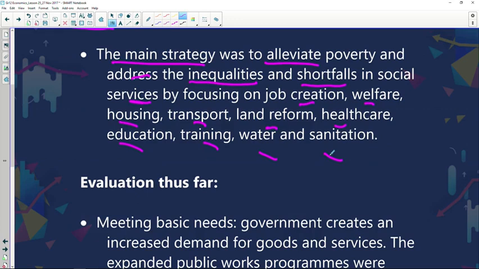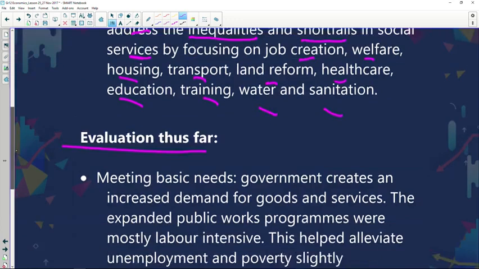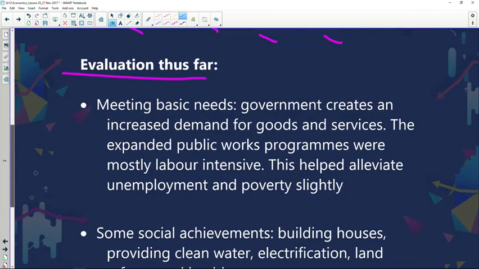So now let's evaluate this policy, because remember we said we are doing an evaluation of the South African approach. So let's evaluate the policy and see if it has been effective or if it brought about the change that it wanted to bring in the lives of ordinary South Africans. So let's just chat about that. We're looking at the evaluation.